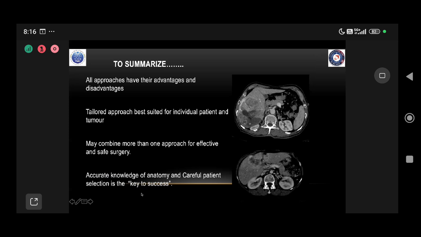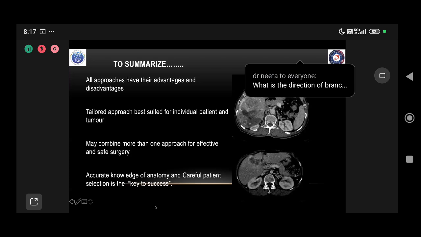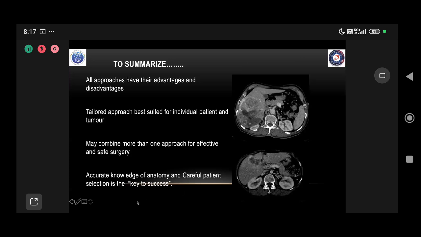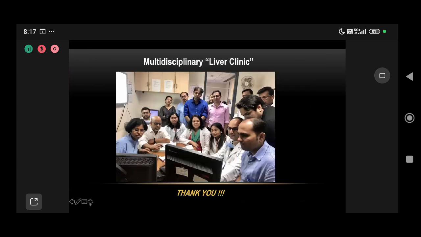So just to summarize, accurate knowledge of anatomy and careful patient selection, I cannot overemphasize this, is absolutely essential. Whatever techniques I have described have their own advantages and disadvantages. See the scans carefully, select what is best suited, and be open to combining these approaches. You can do that once you are aware of and comfortable with all of them, and you can use a combination of these to make the surgery more effective and safer. Thank you so much. Happy to take any questions if there are.